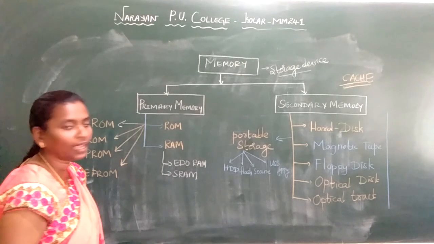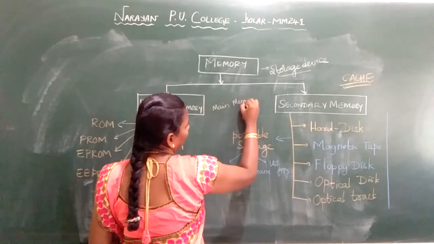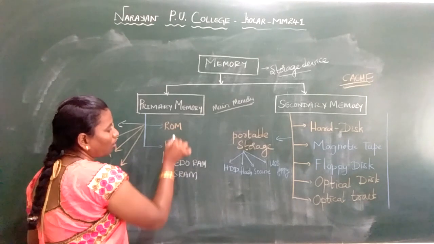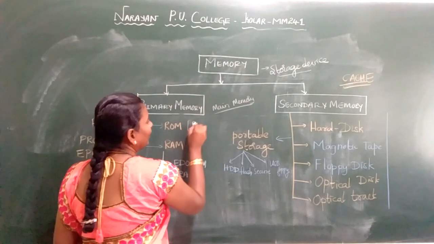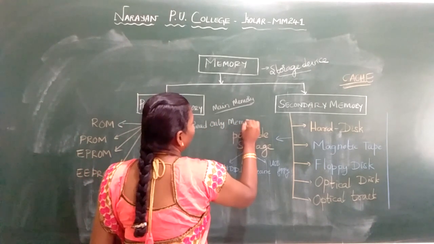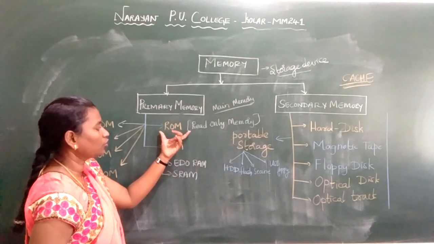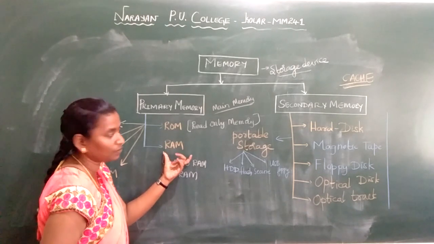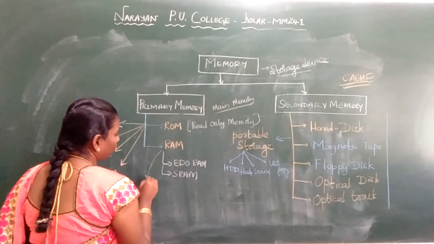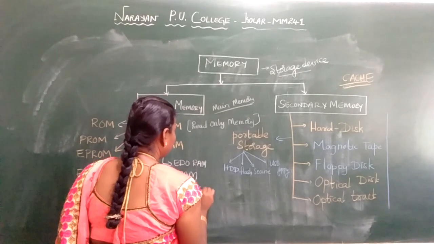Primary memory is also called main memory, or system memory. In main memory we have two types of memory, ROM and RAM. ROM stands for read only memory. I am just briefly telling you what it is, just giving you an idea. In depth we will see what ROM is, what RAM is, what the types of ROM are, and what the types of RAM are. What does ROM stand for? Read only memory. What does RAM stand for? Random access memory.